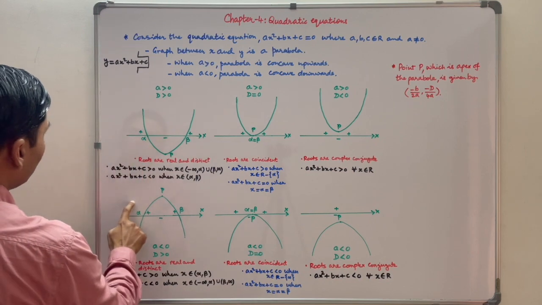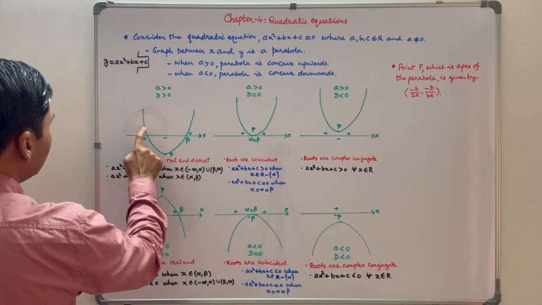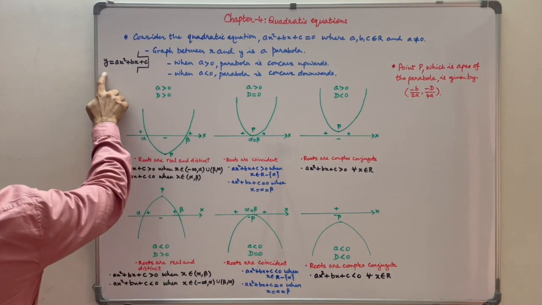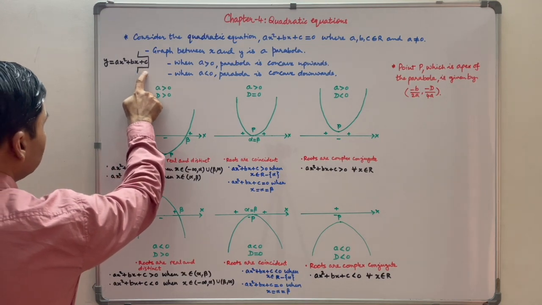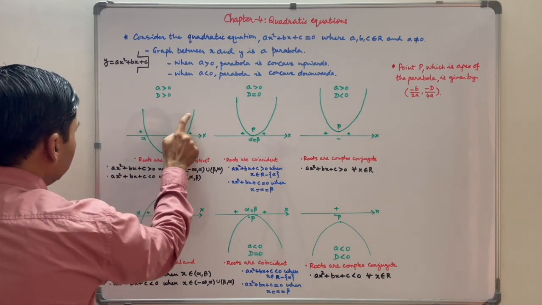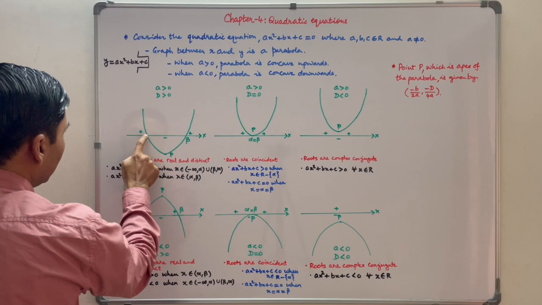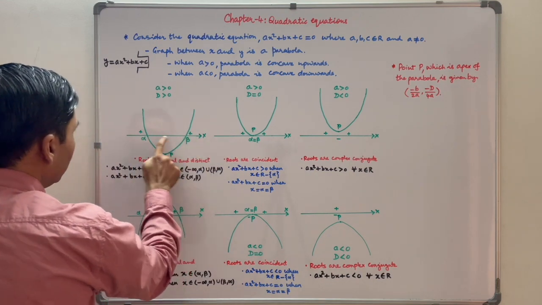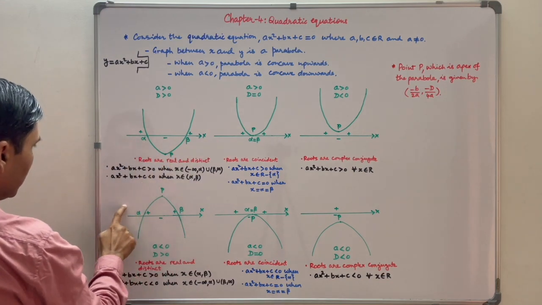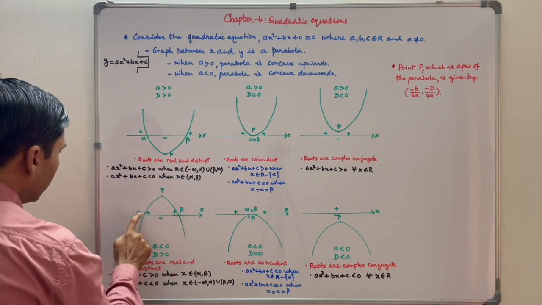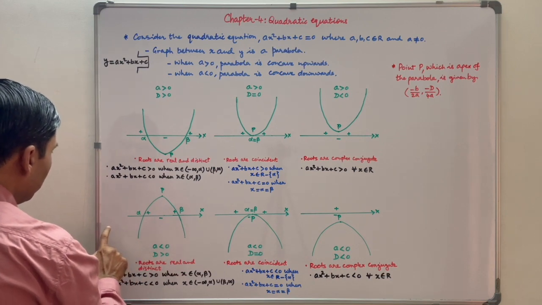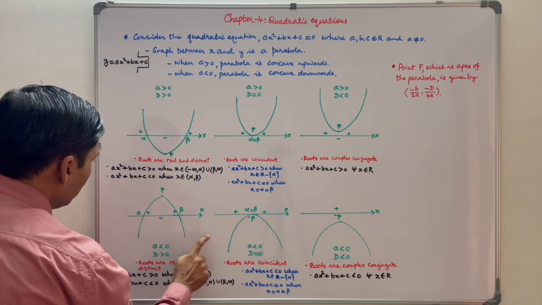In figure 1 and 4, d is greater than 0. That means roots are real and distinct. Above the x-axis, y is positive, and y is equal to ax square plus bx plus c represents this curve. In figure 1, curve is positive when x lies between minus infinity to alpha and beta to plus infinity. And curve is negative when x lies between alpha to beta. In figure 4, curve is positive when x lies between alpha to beta and curve is negative when x lies between minus infinity to alpha and beta to plus infinity.